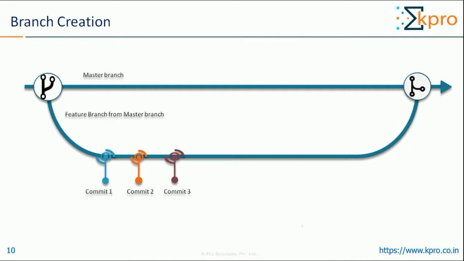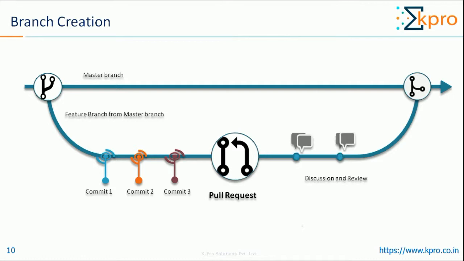Committing means saving the code. So once the code is stable, then a pull request is created to review the code. Once all the reviews are implemented, the feature branch will be merged to the main branch, and then the code is deployed in the target environment.